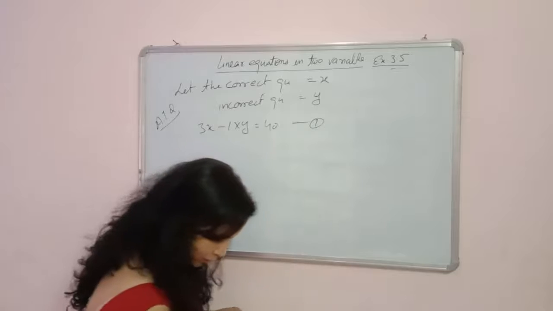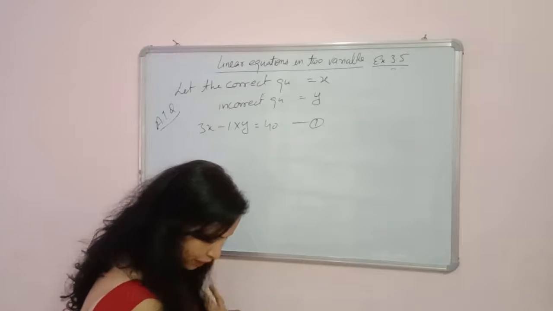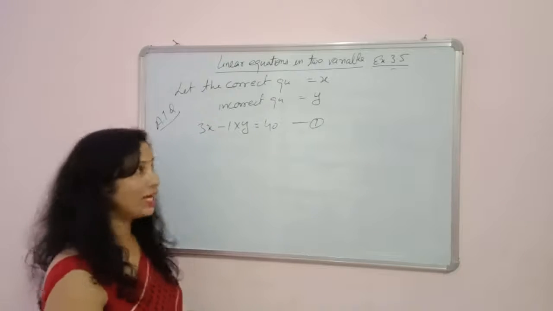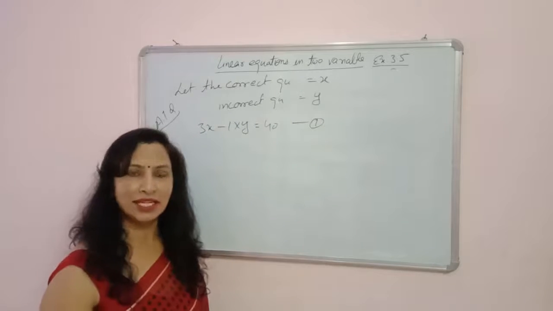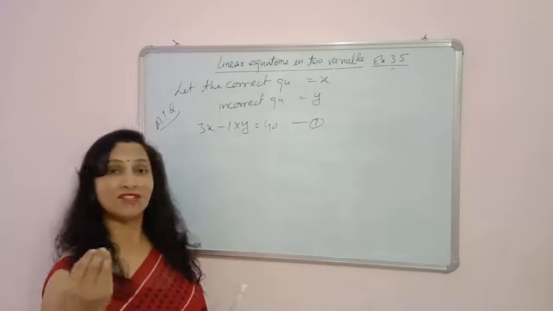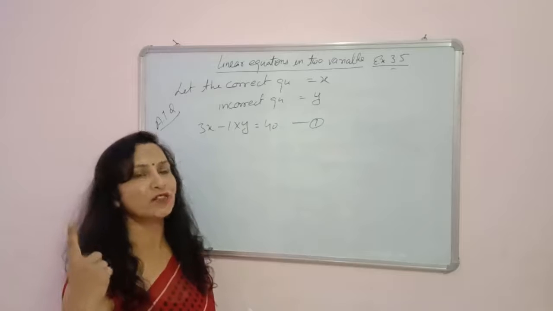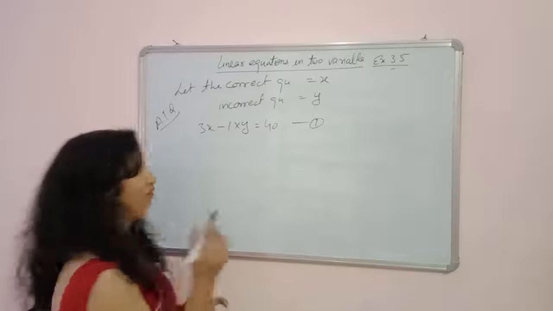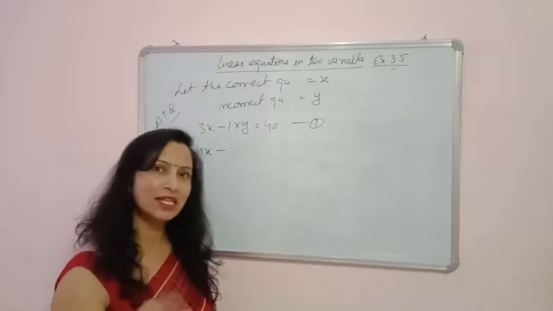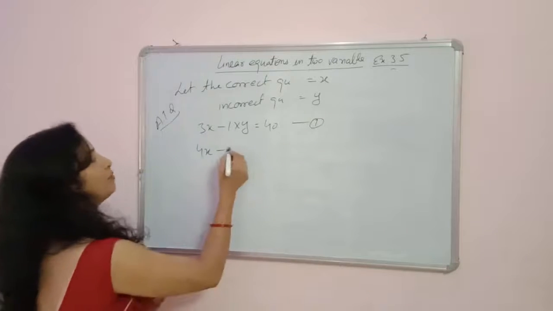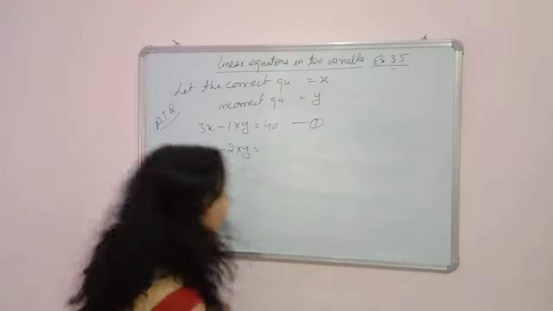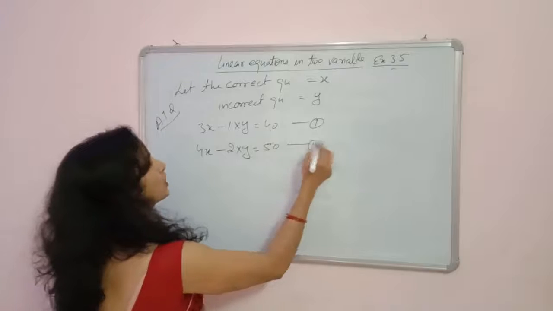Now the second equation is, if he had 4 marks awarded for each correct answer and minus 2 for each incorrect answer. So if he does x correct answers, how much will he get? He will get 4x marks. And minus 2 for 1 incorrect answer, then for y incorrect answers he will get minus 2 into y marks. That is equal to, how many marks did he score now? 50. So this is the equation second.